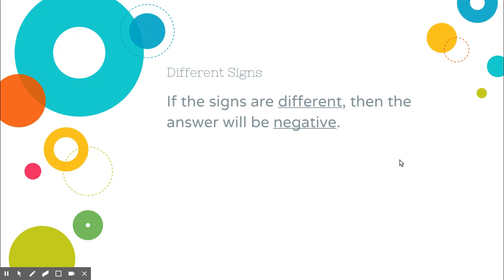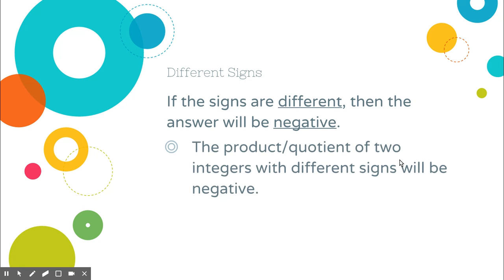Now with different signs, it says if the signs are different, then the answer will be negative. So if you're ever multiplying two integers with different signs, which means one is a positive and one is a negative, then your answer will always be a negative. So same signs equals positive answers, opposite signs equal negative answers.